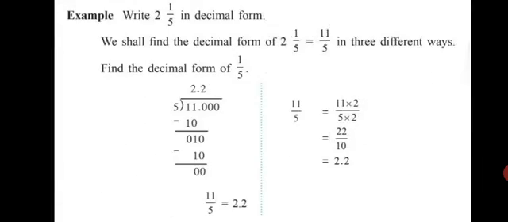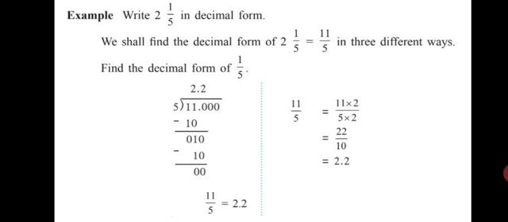So it's quite simple. Another example. Write 2 1 upon 5 in decimal form. Here you have a mixed number. So the first step, you will convert it into an improper fraction. So 2 fives are 10 plus 1, 11. 11 upon 5. So now 11 upon 5 is the fraction that you have got. We shall find the decimal form of 2 1 upon 5, which is equal to 11 upon 5, in 3 different ways. But here 2 methods are shown which are quite simple, and that's why I've chosen these 2 methods.